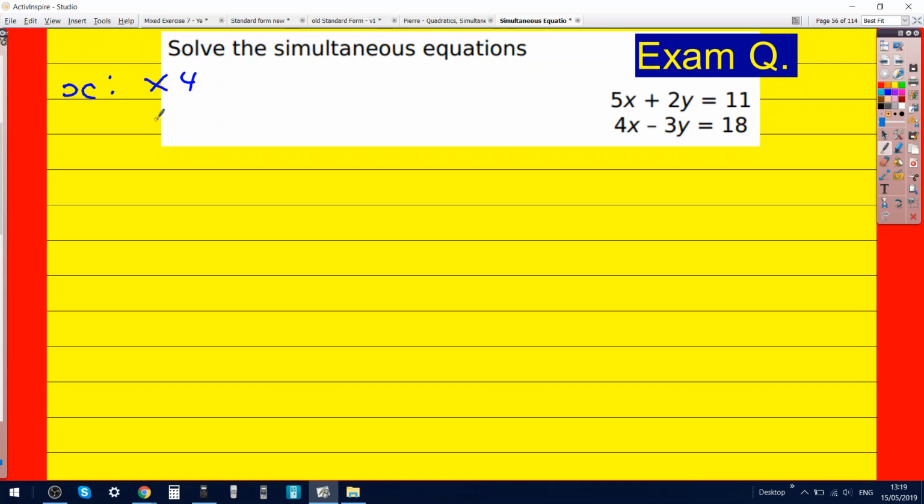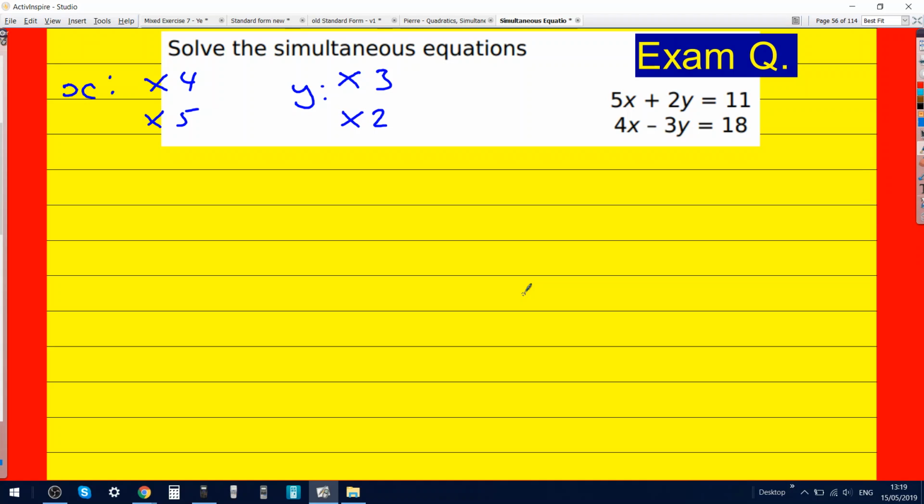To get the y's the same, times the top one by 3, or the bottom one by 2. And so which will we get the same, x's or y's? So we should do times 3 and times 2. Both will work, but multiplying by 3 and 2 will keep the numbers smaller. Oh, right. So make it easier. Yeah.